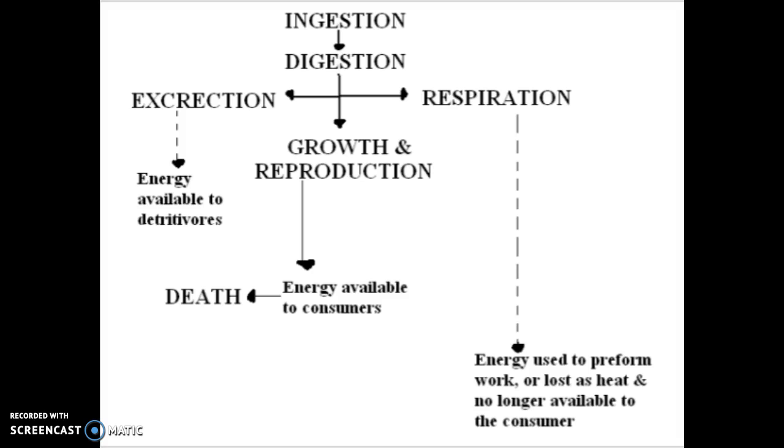The energy for cellular respiration, that energy is used to perform work in the animal, so cellular activities, its daily life, growth, development, all those characteristics of life is respiration. That energy is no longer available to the consumer because it's being used by the organism itself. Energy can also go into growth and reproduction. That is the energy that is available to consumers. And eventually that organism will die, which can also be energy available for detritivores.